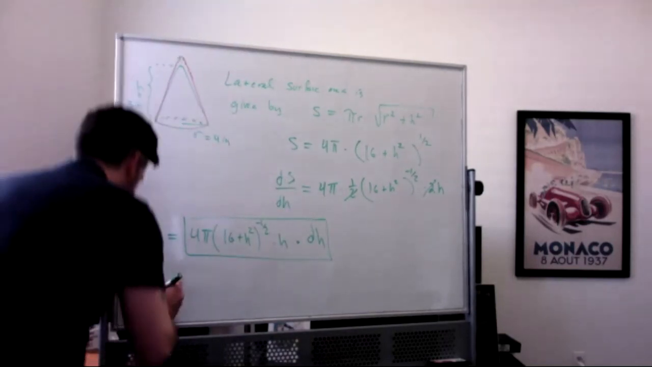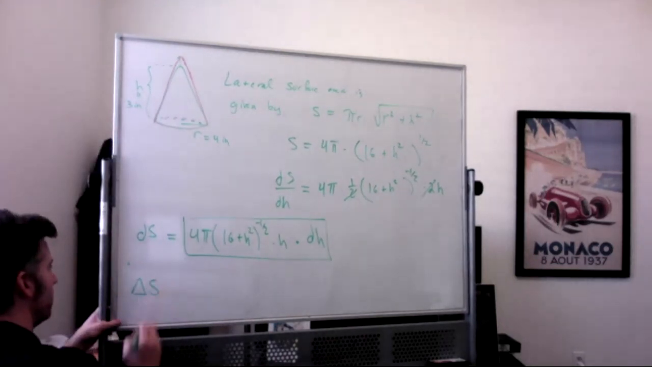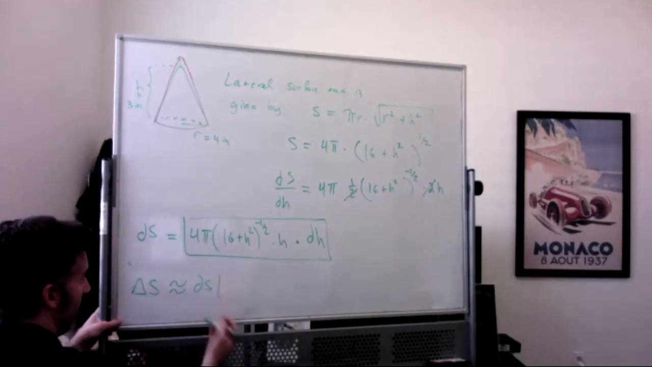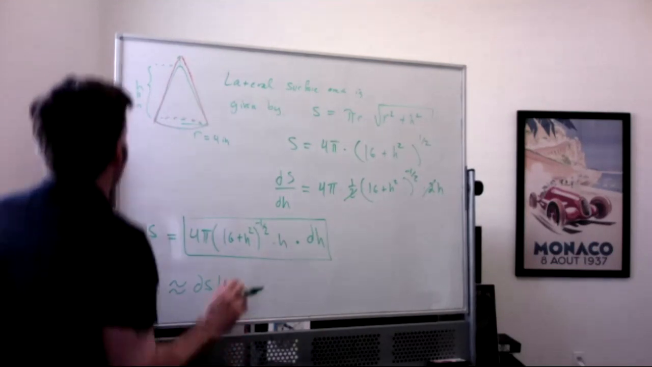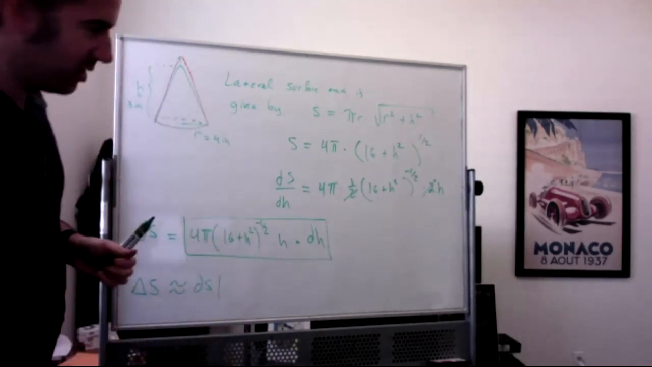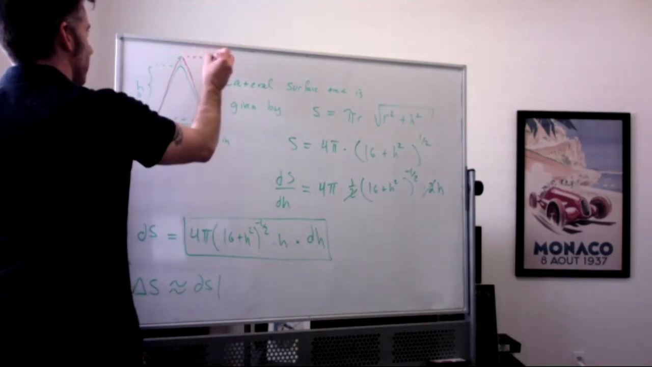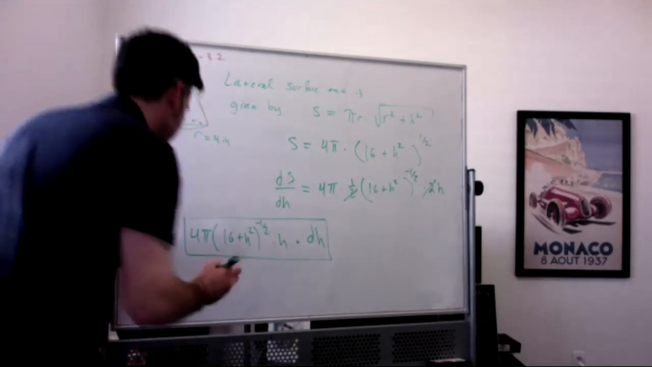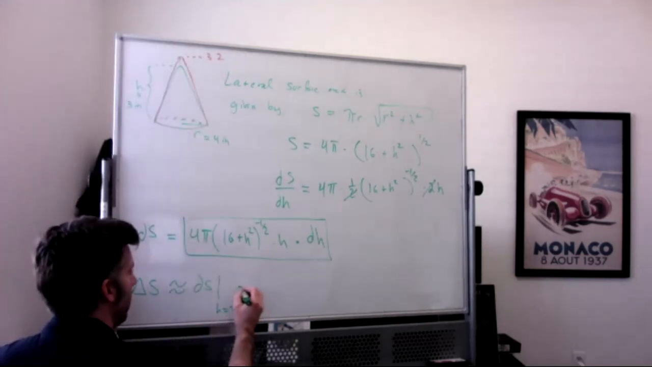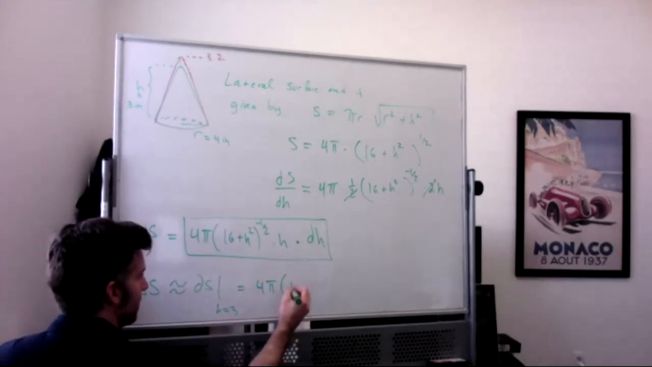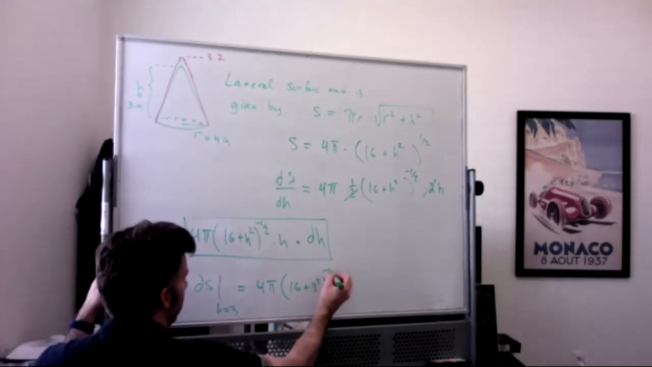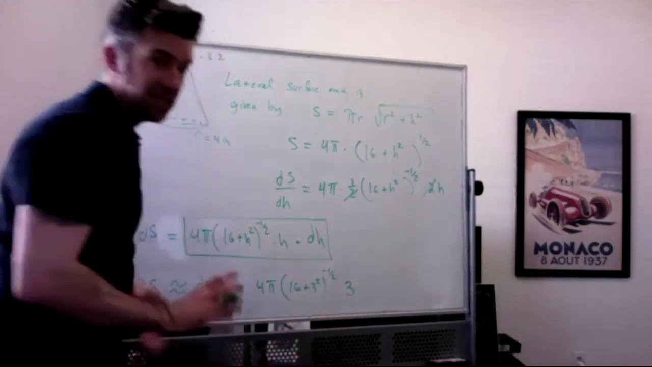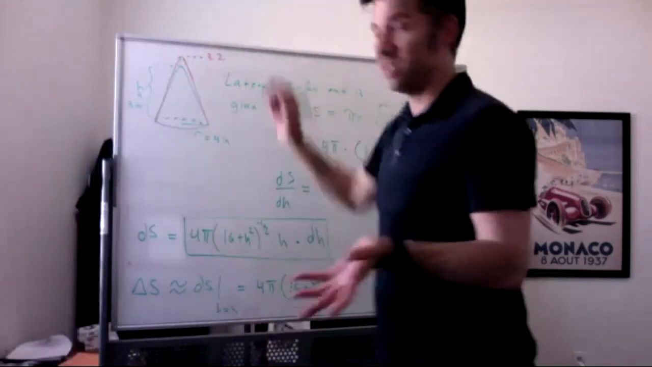And we can say that the actual change in surface area is approximately the differential evaluated at the easier point. So where is it easier to evaluate it at? When the height is 3 inches or when the height is 3.2 inches? It's going to be the easier number, which is 3. So I plug in 3, I get 4π times (16 plus 3 squared) to the negative 1/2 power times h, which is 3, times dh, which is the change in h, which is 0.2.